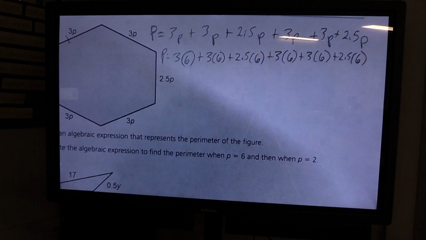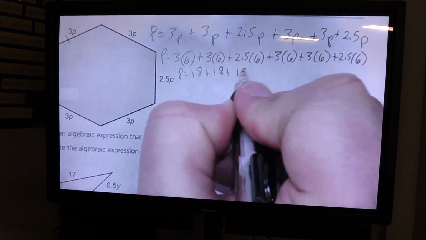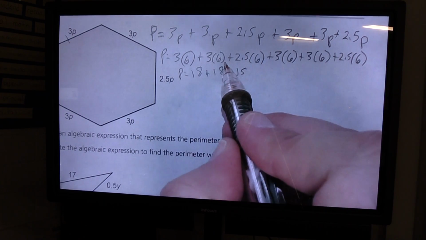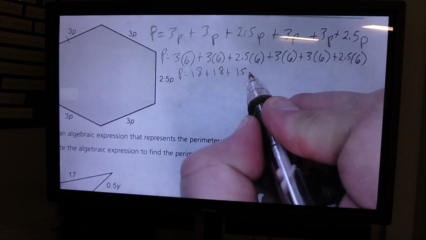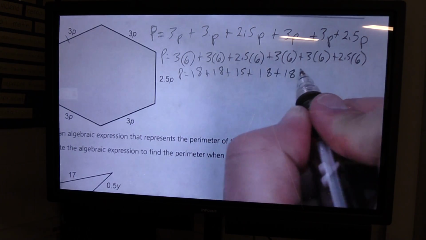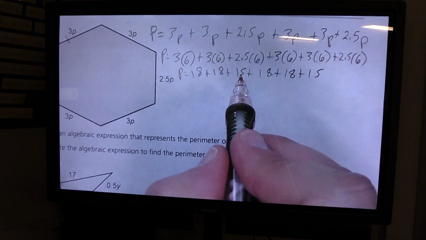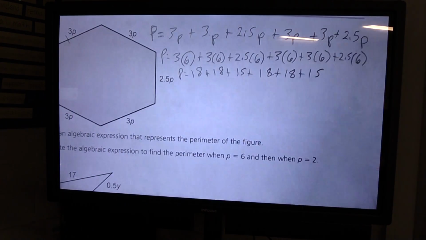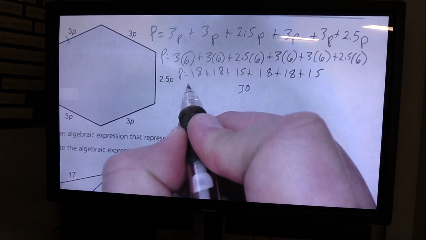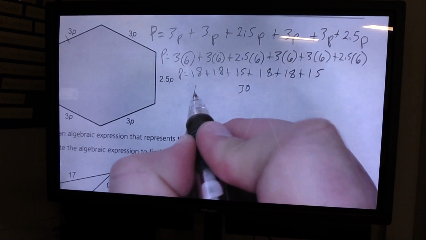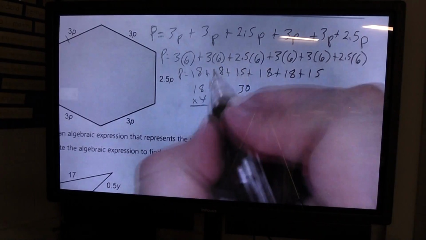So I'm going to have perimeter equals 18 plus 15, because 3 times 6 is 18, and 2 1/2 times 6 is 15. I'm just going to keep going. So I have 1, 2, 3, 4 18s, and I have 2 15s. Now, my 2 15s are going to be worth 30, and I'm going to multiply 18 by 4, because I have 4 groups of 18 here.